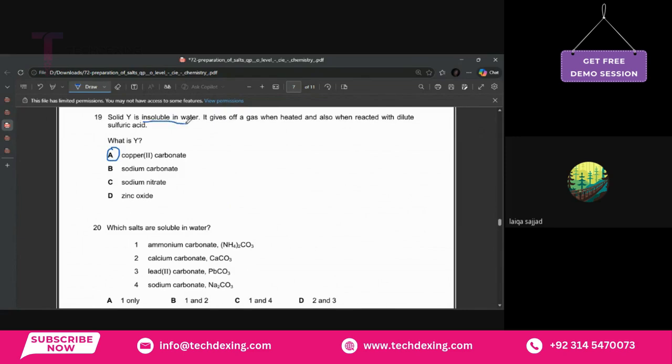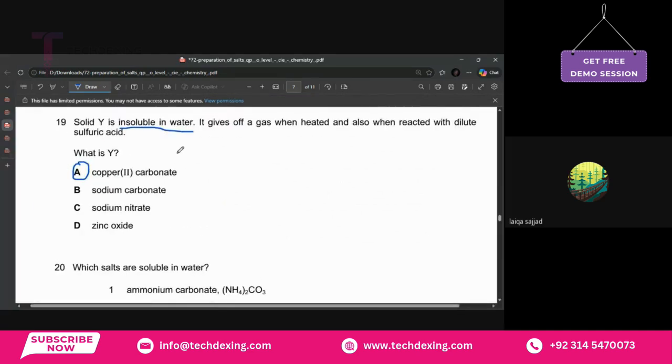The first property that was given in the question was that solid Y is insoluble in water. We know that sodium carbonate and sodium nitrate are both soluble in water. So options B and C are already eliminated according to the first property given. Then we had to decide between zinc oxide and copper carbonate. So how did you find out that it's copper carbonate, not zinc oxide?